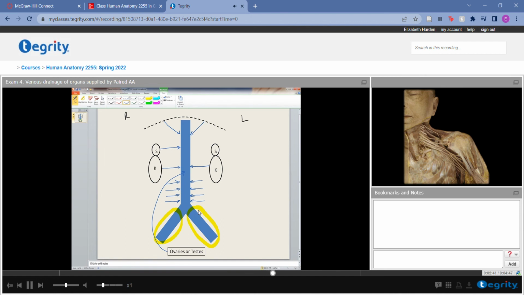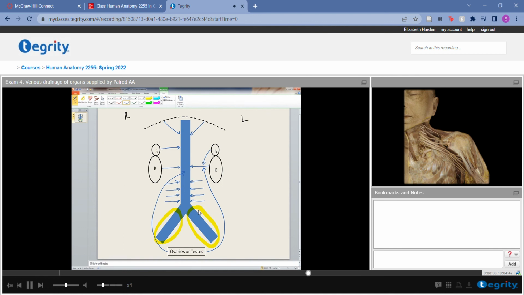There's 2 or 3 on the left side that do something a little funky. As opposed to draining directly into the IVC, the left testicular or ovarian, obviously depending on if you have a boy or a girl, are going to drain into the left renal. The left suprarenal is going to drain into the left renal. So those do not drain directly into the IVC. They actually drain into the left renal.